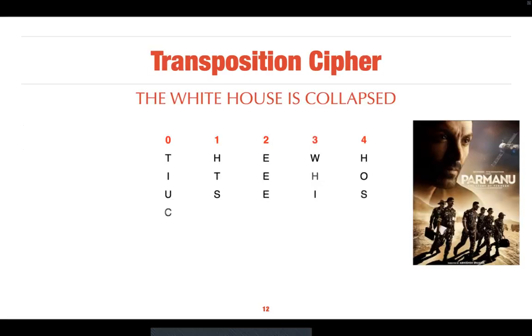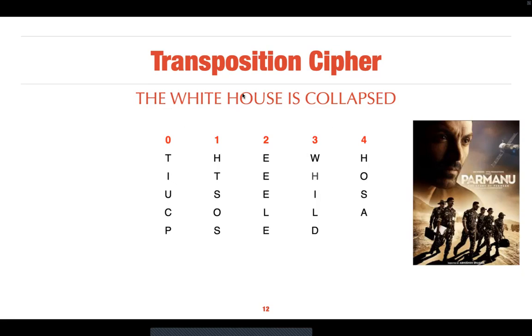So, transposition ciphers. There is one scene from the Parmanu movie, in the end, where they send the message that the White House is collapsed. That was the message they sent when they did that blast. So how does the transposition cipher work? We will use the message "the White House is collapsed". We will use a cipher key to encrypt and decrypt this string.